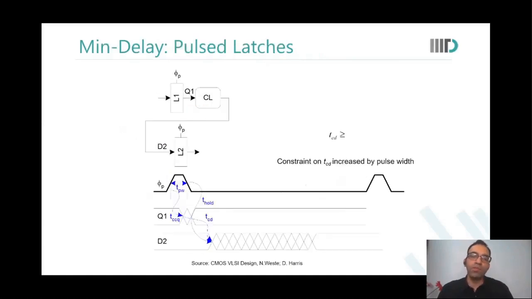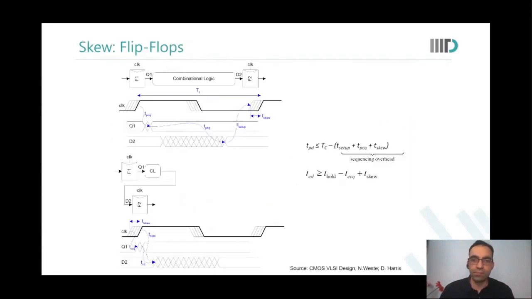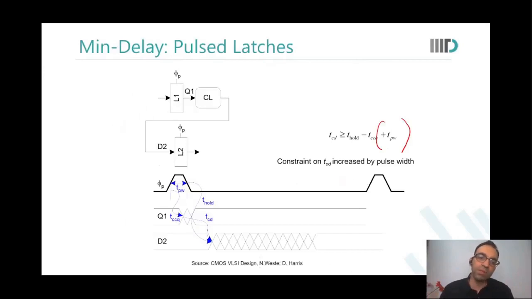Now we come to min delay for the pulse latches. Here, what is the requirement? T hold minus clock to Q plus the pulse width that is there. So over here, pulse width gets added, because for the entire duration of the pulse width, there should be no change in the input.